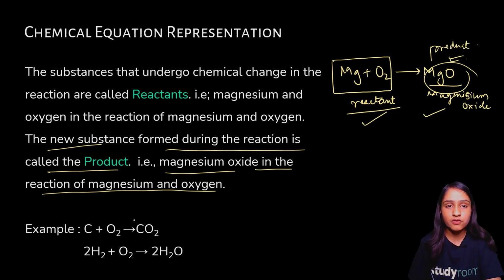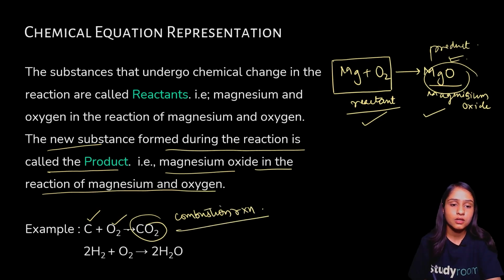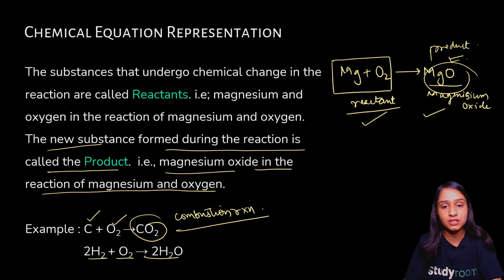Some examples of chemical reaction representation: when carbon and oxygen react with each other, it forms carbon dioxide. This is also a combustion reaction. Okay. Also, when H2 gas and O2 gas react, it forms water. So this is how a chemical change, a chemical reaction, is represented in the form of an equation to get a proper analysis of what chemical change occurred.